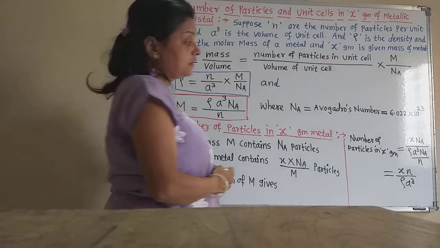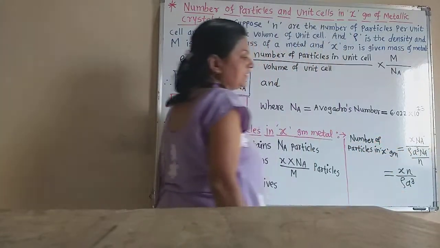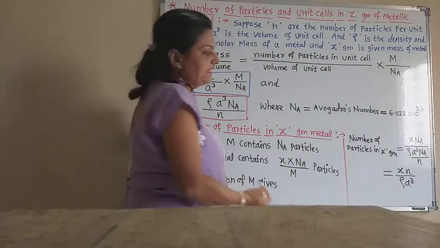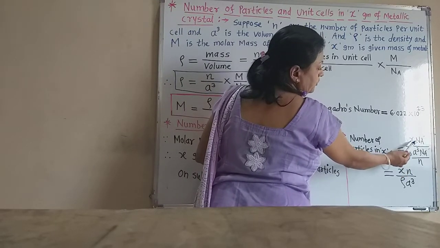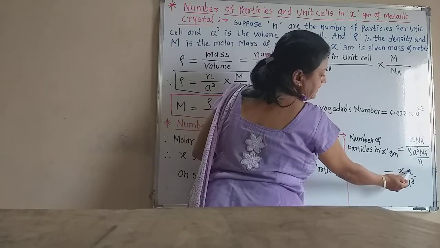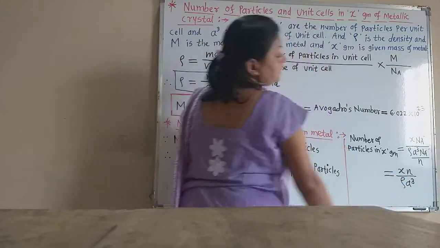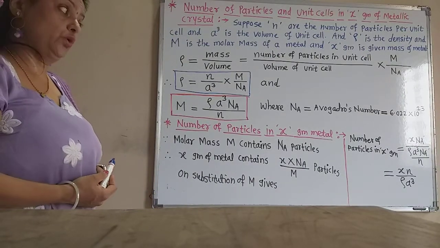So what is there? Now this Avogadro number gets cancelled here. It gets discarded. What is remaining? Now this denominator goes to the numerator, and we get x into n divided by rho into a cube. What remains is only x into n divided by rho into a cube.